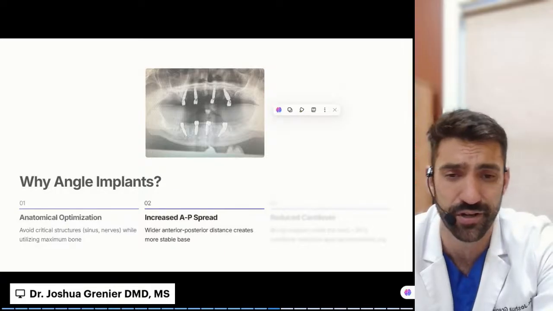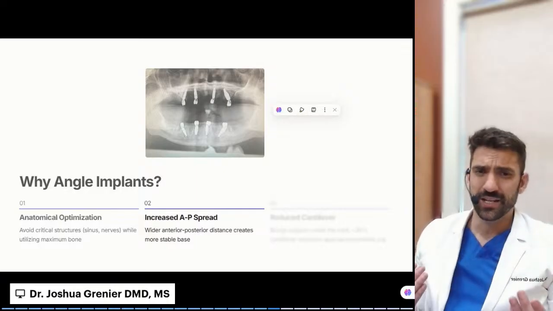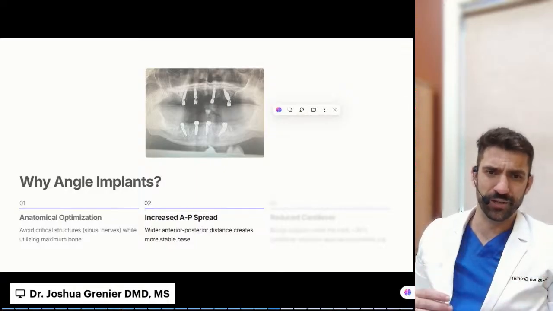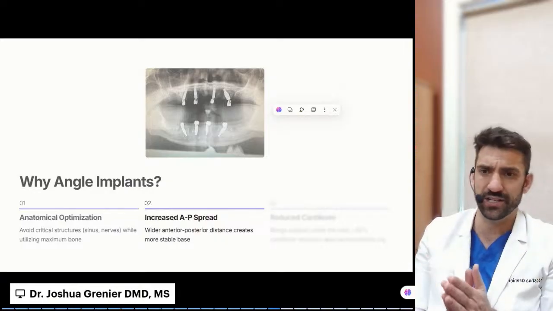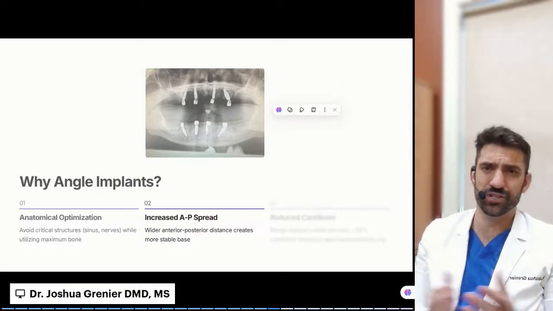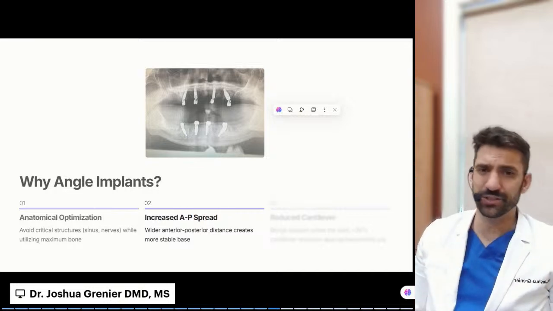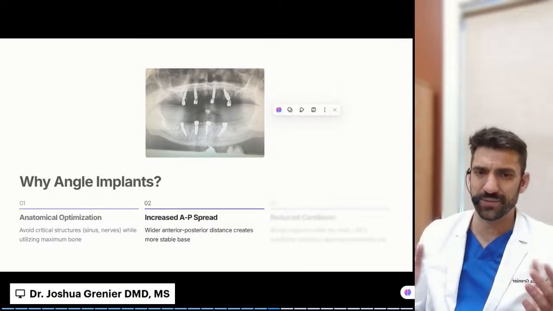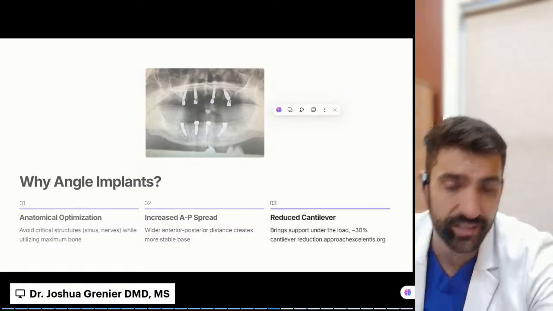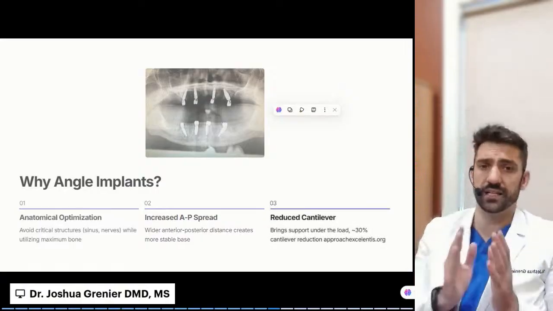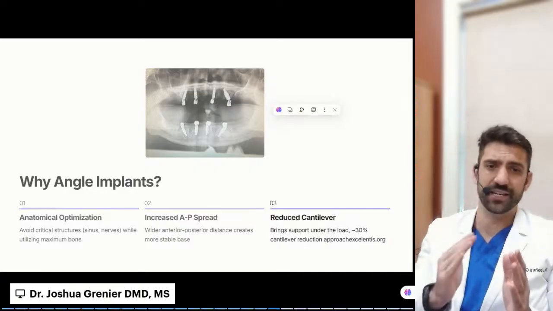It seems to do very well. And the idea is this increases the AP spread. AP spread being measured from the back of the distal implant to the midline of the front implant. And there's some conventional wisdom of how far you can actually go back, whether studies say 8 millimeters, 10 millimeters, 1.5 times the AP spread. There's several figures out there. But the idea is that you're better off reducing that cantilever. Less of a cantilever is better.